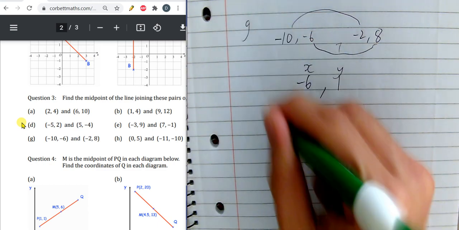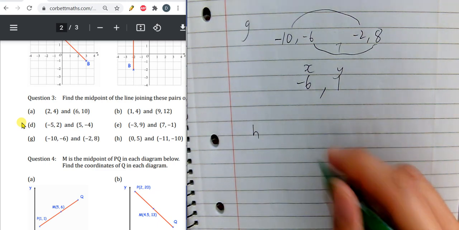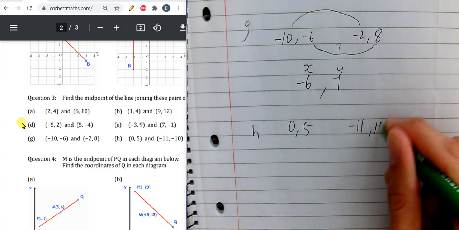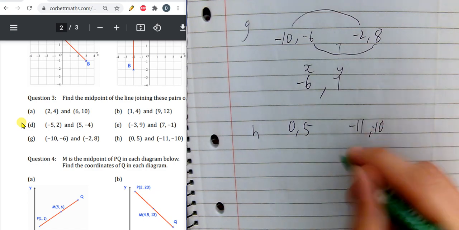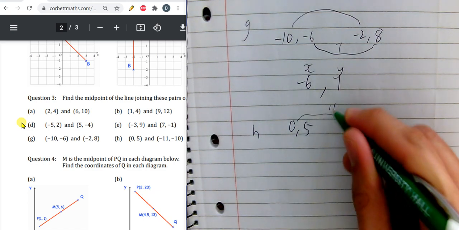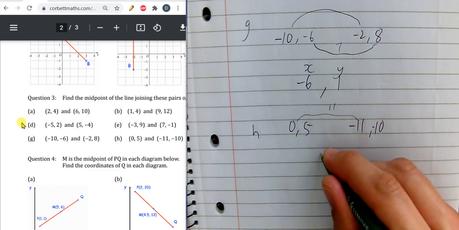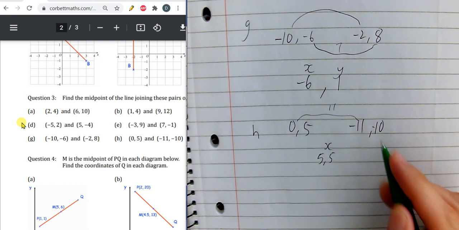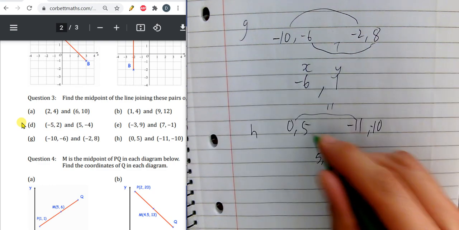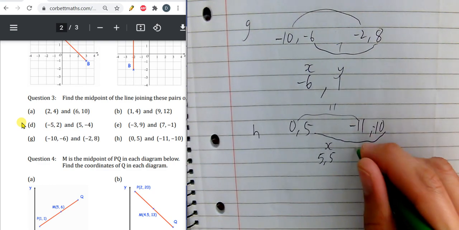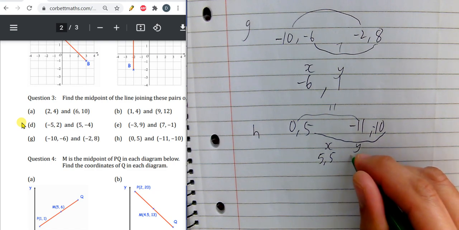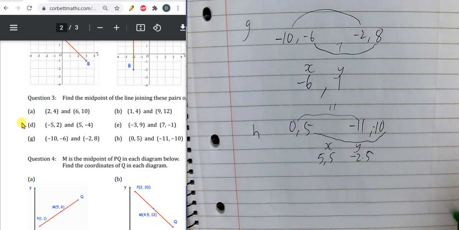That's for G. If we're going to do H, it'll be 0, 5, minus 11, minus 10. From 0 to minus 11 is 11. Half of 11 is 5.5. 0 minus 5.5 is minus 5.5. That's our x value. From 5 to minus 10, that's a 15 difference. Half of 15 is 7.5. 5 minus 7.5 will be minus 2.5. There's our answer.